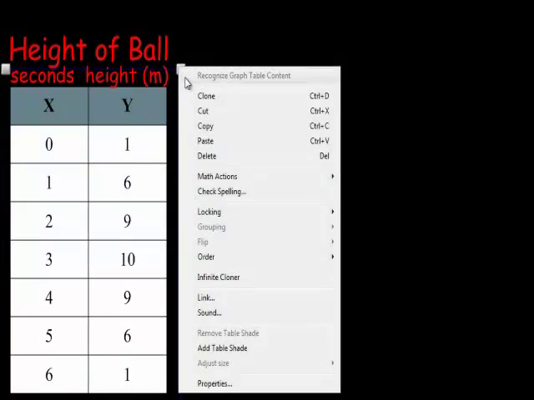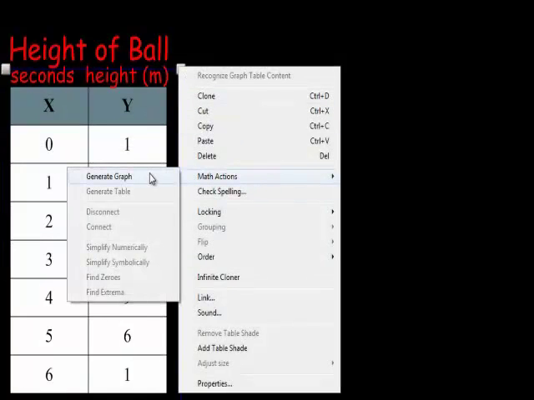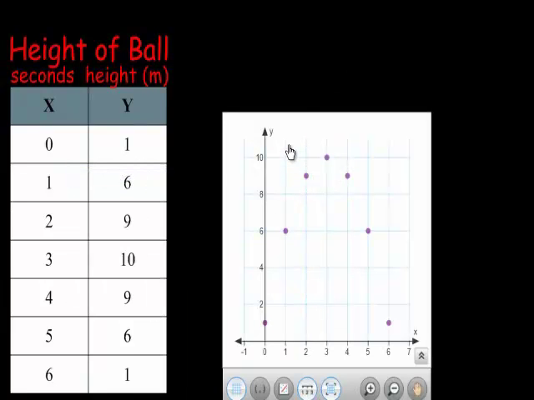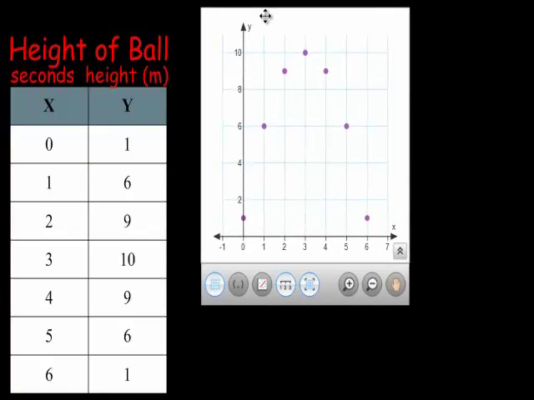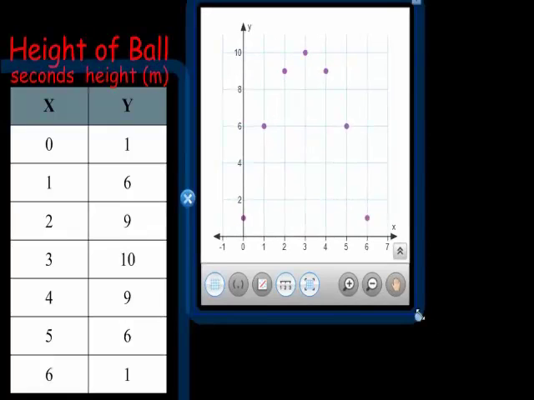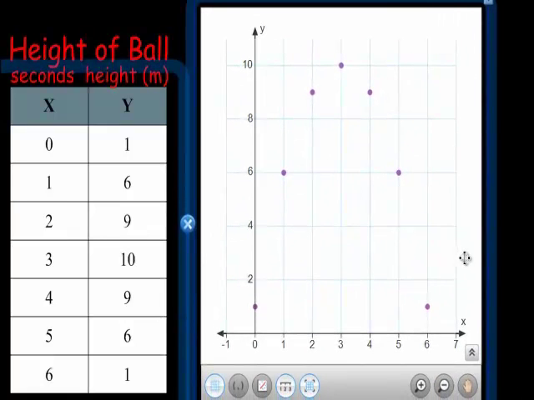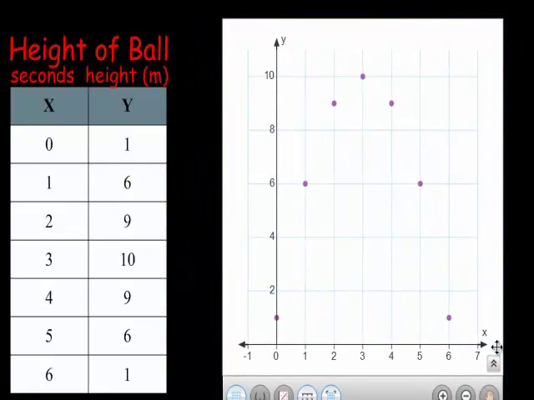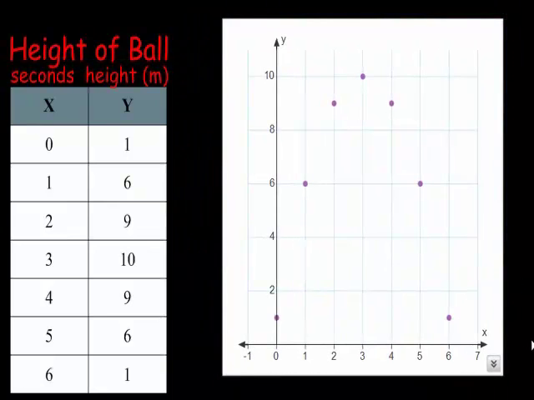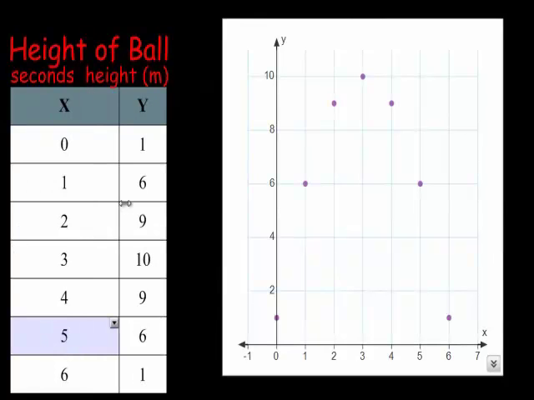So what Bentley is doing there is he's creating a graph based on that table of values. Generate graph. See what he's doing? He's using smart board software. Very smart. I think he's going to make the graph a little easier to see here now. And as you can see, those plotted points look a lot like a shape that is very important to this unit. It's called a parabola.